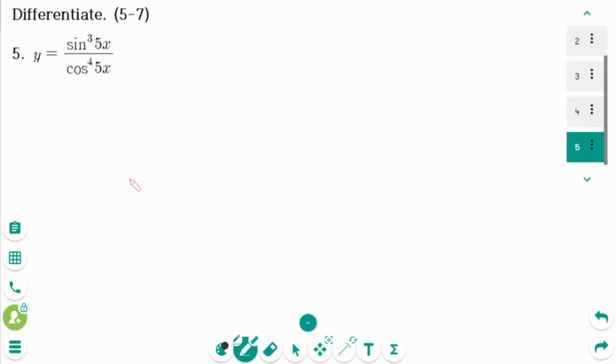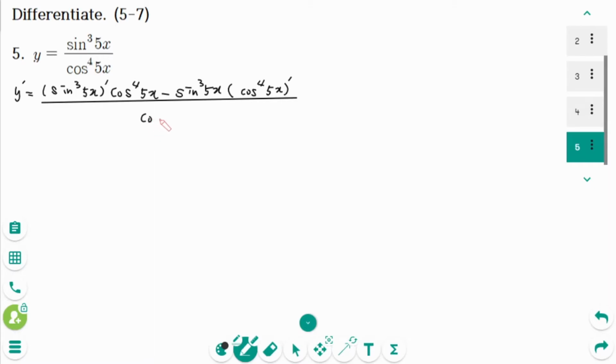Number 5, use the quotient rule. y prime equals [sine cubed 5x prime times cosine to the power of 4 of 5x minus sine cubed 5x times cosine to the power of 4 of 5x prime] over [cosine to the power of 4 of 5x] squared.